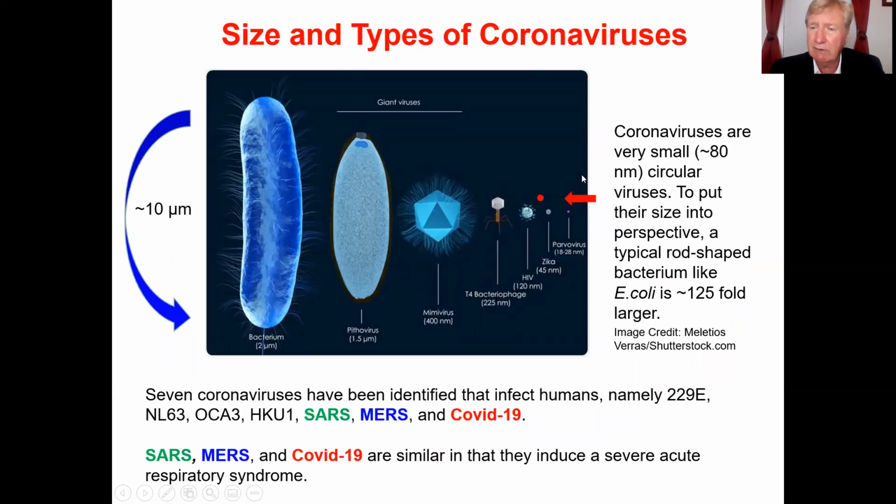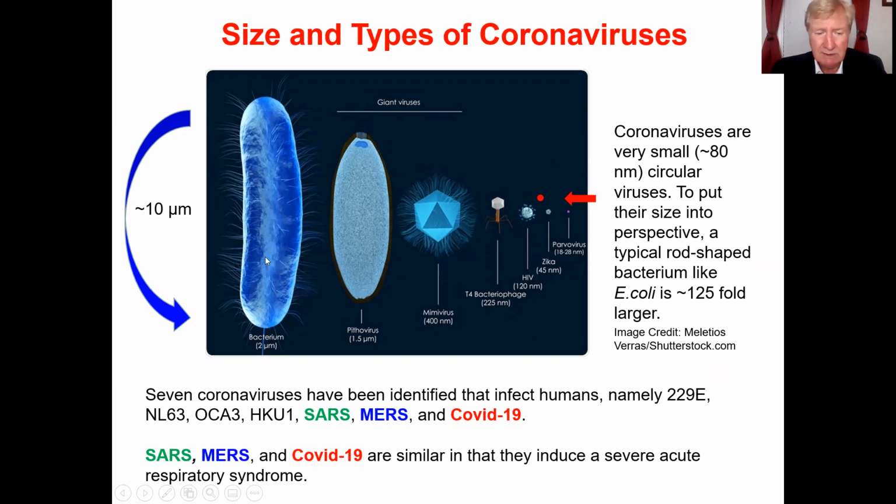Now, coronaviruses are very small. They're only 80 nanometers in size, and they're even smaller than the HIV virus. To put it in perspective, they're about 125-fold smaller than the E. coli bacteria in your gastrointestinal tract.